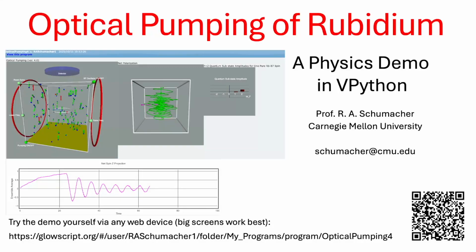Hello, Professor Schumacher here. Today I want to show you a demo animation written in VPython that should help you understand how optical pumping works. This is a method for manipulating the spin states of certain atoms. In our case, we're working with rubidium.